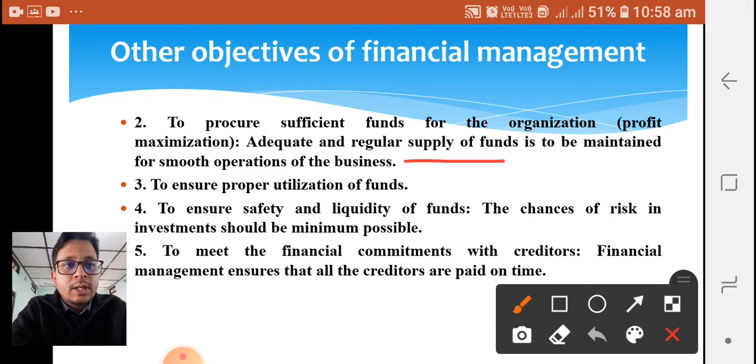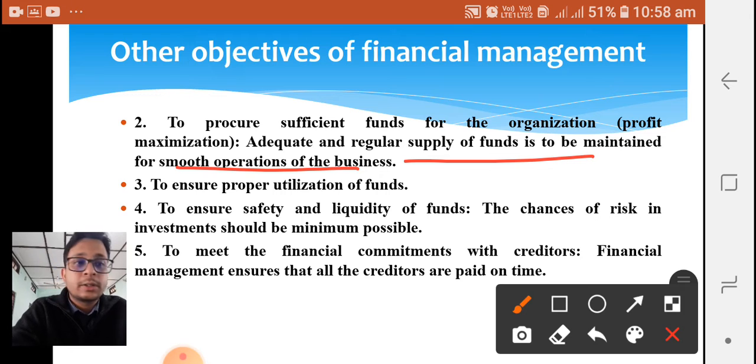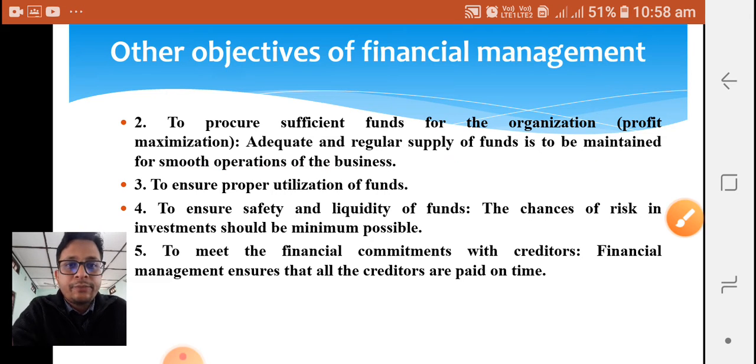Adequate and regular supply of funds is to be maintained for smooth operation of the business. This actually tells us about the meaning of the word finance. Finance is not merely the amount of money or the amount of cash. Finance means the particular amount of money when the business requires it, and from where it is going to acquire that amount of funds, right?